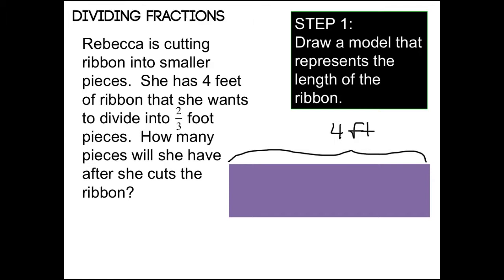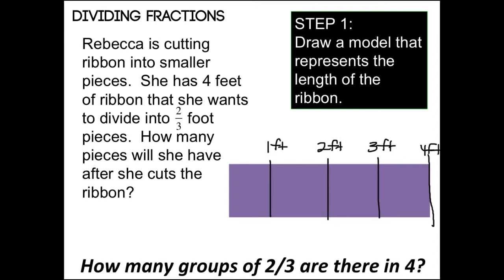Let's do the best I can here. So I'm going to make a mark here, and here, and here. So this is where 1 foot is, this is where 2 feet is, this is where 3 feet is, and at the end is 4 feet. So after I made the 1 foot sections of this 4-foot piece of ribbon, the question is asking how many 2/3 foot pieces can she make out of this entire ribbon.